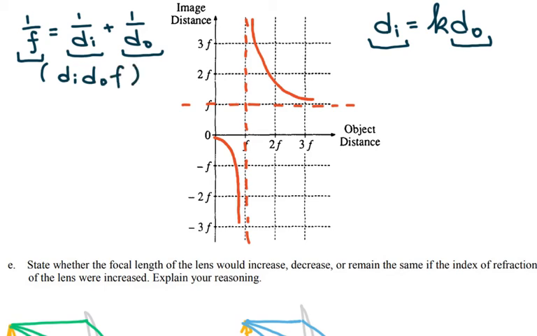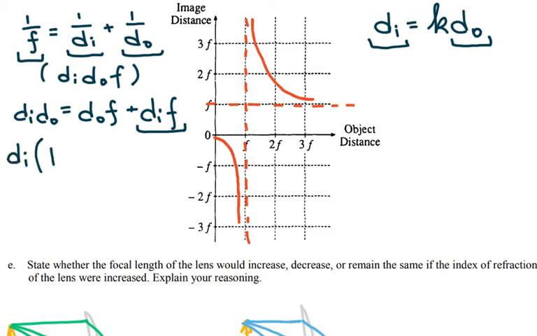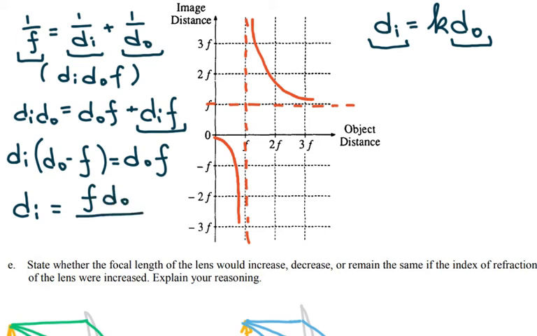So if I times all of them by this, I'm going to get this expression. And then I want my di to be isolated on the left side. So I'm going to subtract the term with the di on the other side and factor it out. So it's going to be di times (do minus the focal length) equals do times the focal length. And then if I divide both sides by the parentheses, I have di is equal to the focal length times do over do minus the focal length.